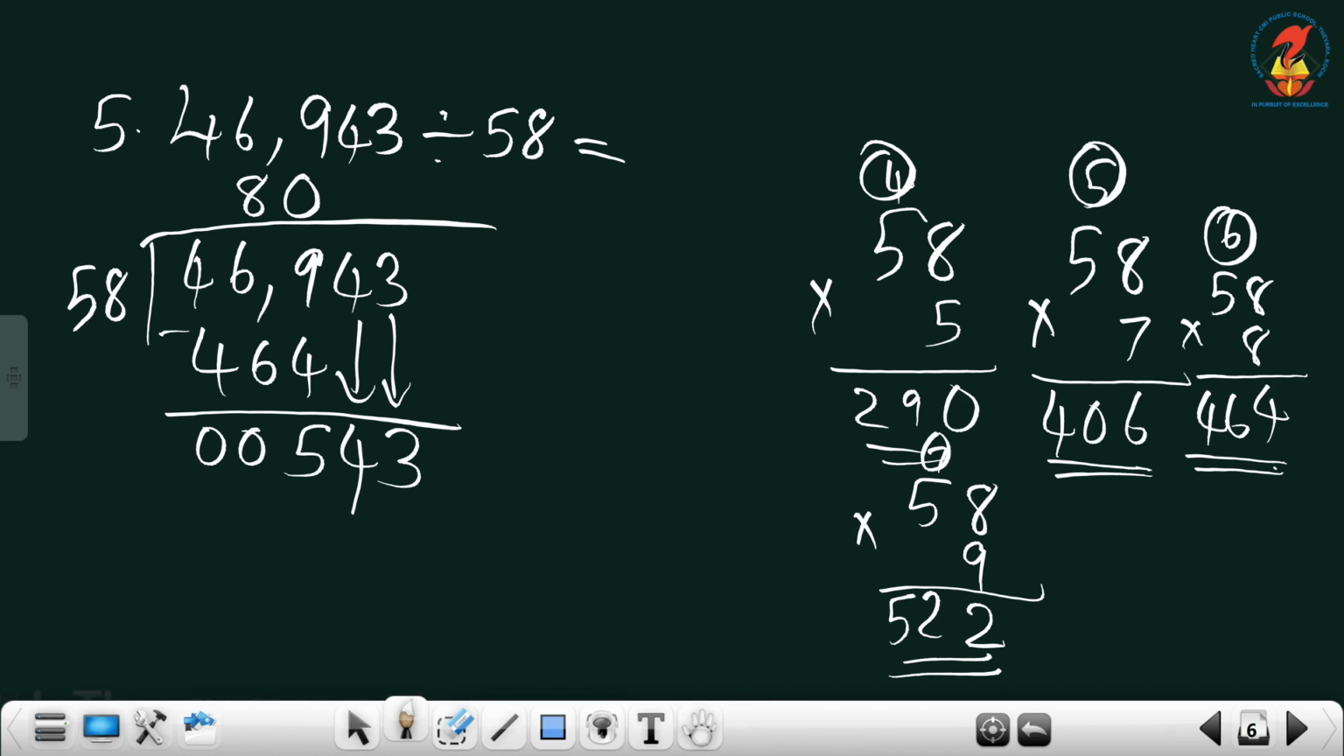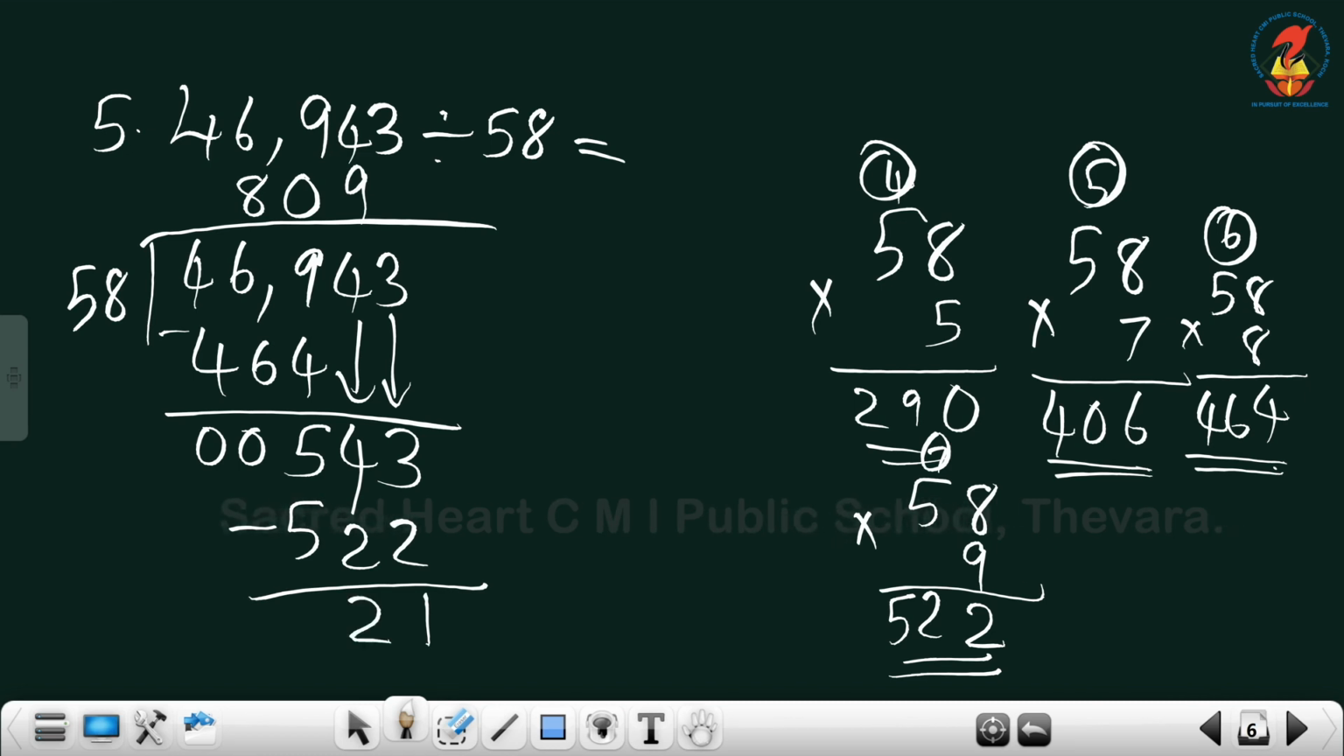58 9s are 522, right? Is it? 9 8s are 72. 2, 7 there. 7 is the carryover. Then 5 9s are 45 plus 7 is what? 52. Then 58 9s are 522, right? Remainder is 21.